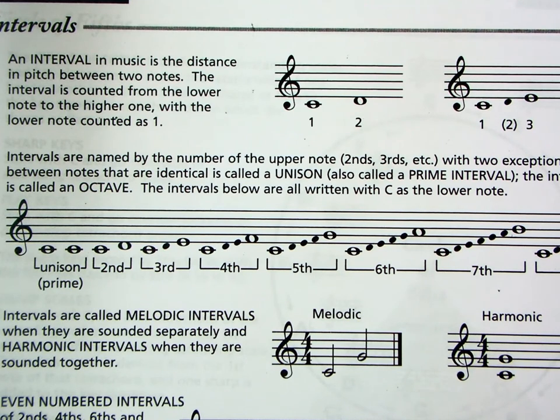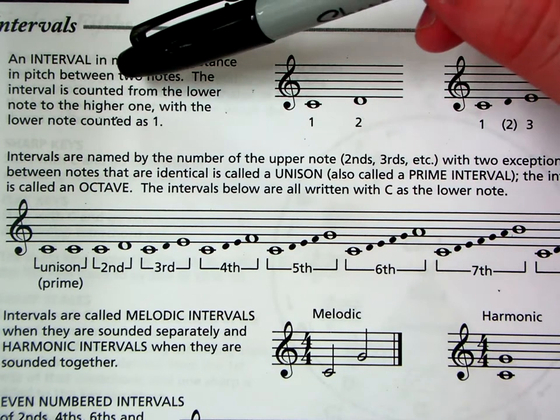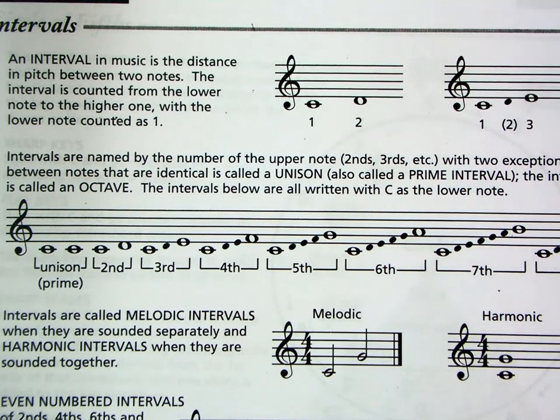Now an interval is very basically just the space between two notes, right? The distance between the first pitch and the second pitch. We'll go over some of these things, but I'll break it down some more for you. An interval in music is the distance in pitch between two notes. The interval is counted from the lower note to the higher one, with the lower note counted as 1.